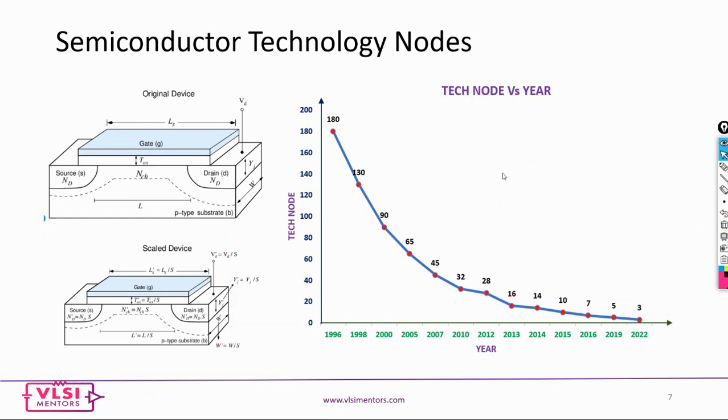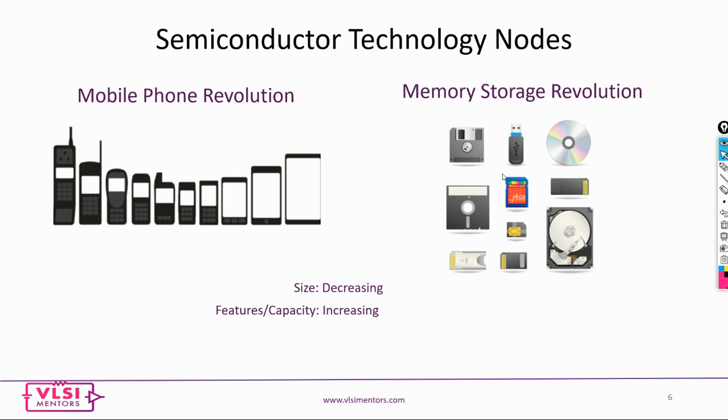This is the reason that your overall product sizes are decreasing, because your chip size is decreasing. And also the features, such as the number of transistors in the chip or the capacity to store more data, are increasing. This is happening because of the semiconductor technology nodes that we keep on exploring.